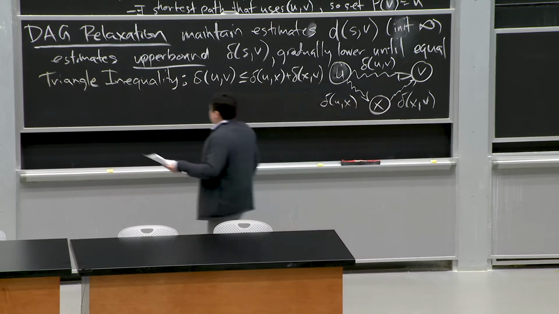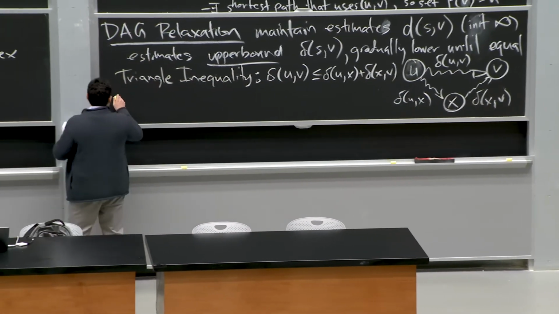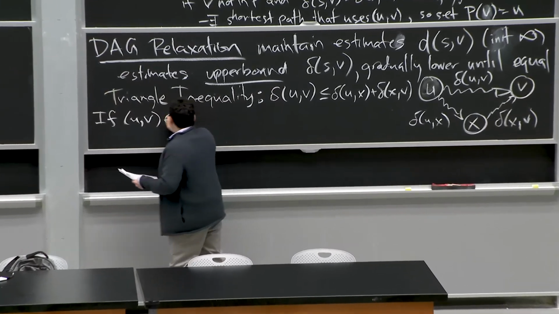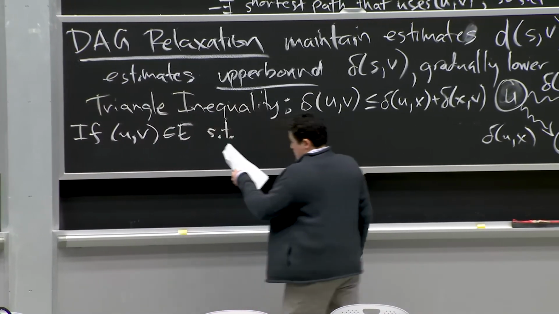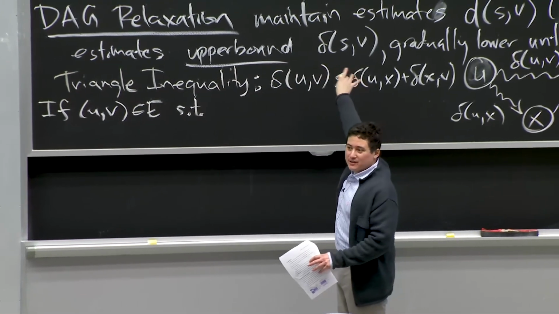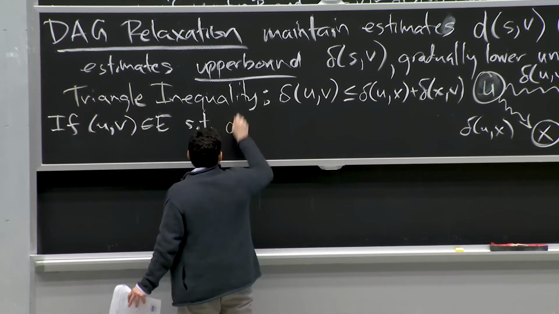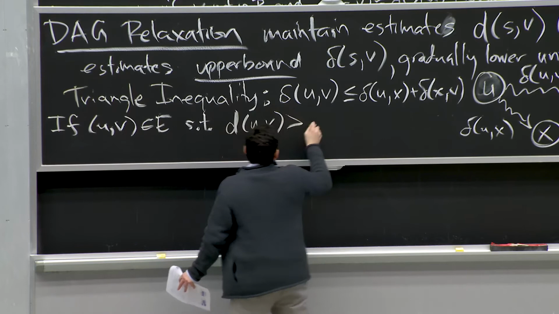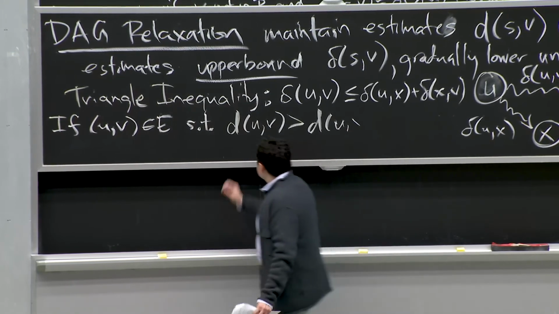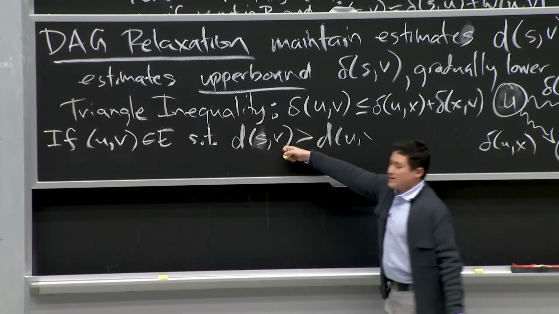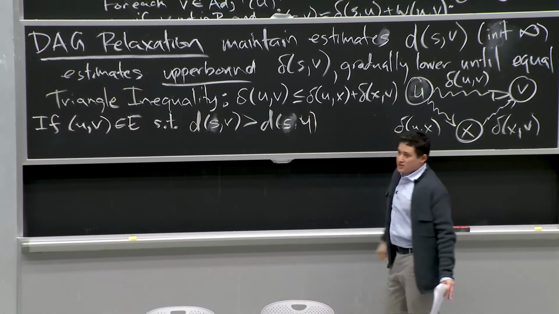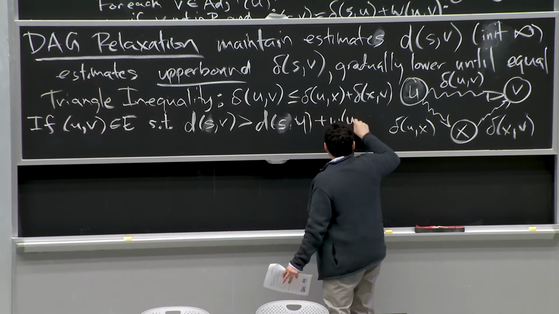Okay, well, if there's an edge uv in my graph such that this condition is violated for the estimates that I have, right? It obviously can't be violated on my shortest path distances, but if it violates it on the estimates, d of v is bigger than d of u. How am I going to do this? I want this to be s. I'm calculating shortest path distances from s, and shortest path distance from s to some incoming vertex u plus the edge weight from u to v.